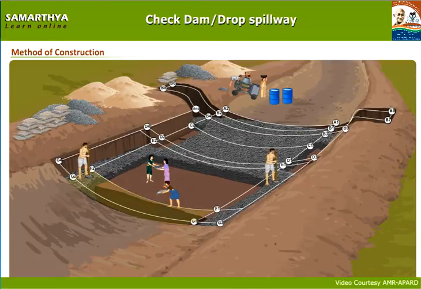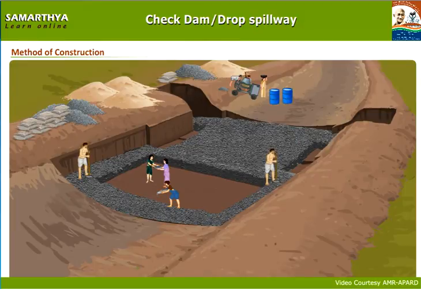Apply 1:4:8 concrete mixture at the center of foundation of toe wall, that is F1, F2, G2, G1, and consolidate it with a rammer.